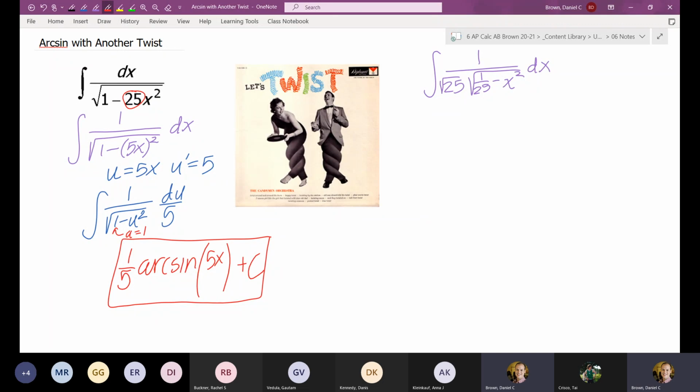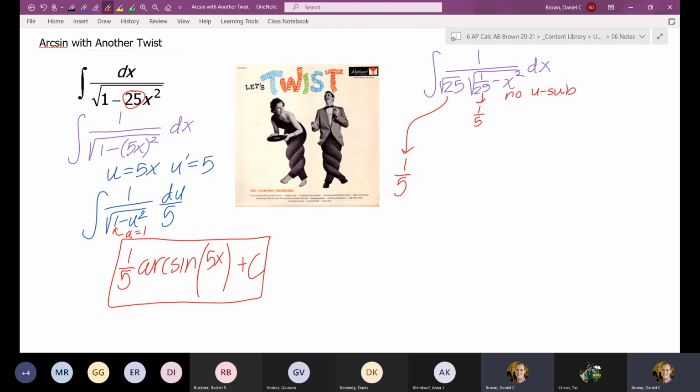When you factor it out, it's still going to be stuck underneath a square root sign. So then when I go to answer it, this is 1 over the square root of 25, which is 1/5. My a value, what squared is 1 over 25? 1/5. No u sub when I rewrite it this way.